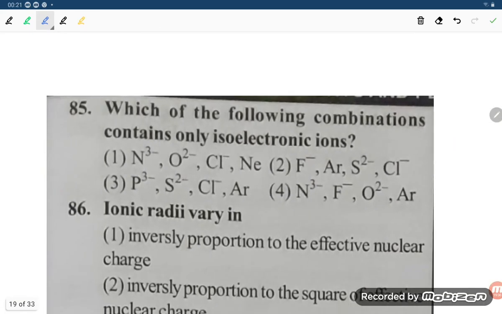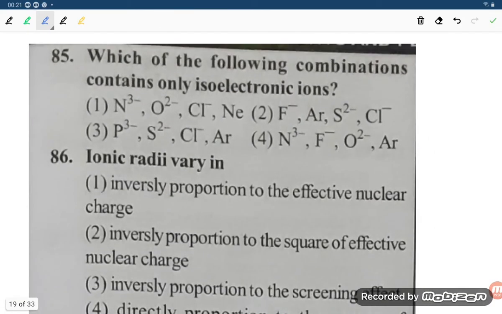85. Which of the following combinations contain only isoelectronic ions? Isoelectronic means same number of electrons. So we have to check which is having the same number of electrons. Student, if you see phosphorus, 15 plus 3 electrons, that is 18. Sulfur is also 18, chlorine is 18, and this is also 18.